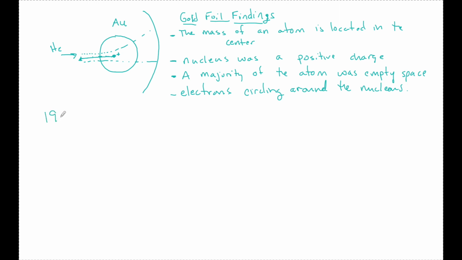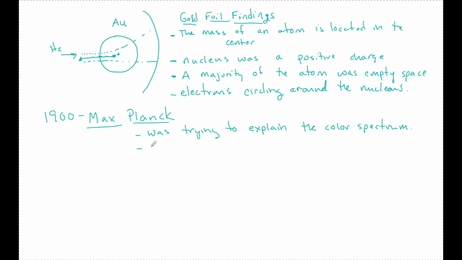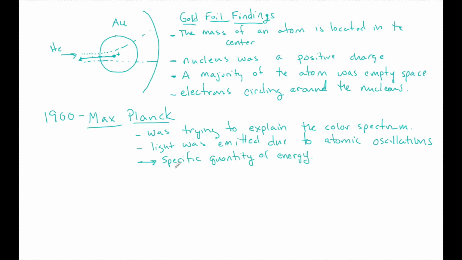So still in the year 1900, the next scientist that we need to know the name of is Max Planck. And what Max Planck was trying to do is explain the color spectrum. Like, why are there different colors? And he pretty much said that light was created or emitted due to some atomic oscillations, so atoms moving back and forth. And essentially what he said was these atomic oscillations had a specific quantity of energy. And by saying that they came in specific quantities, he said they were quantized.